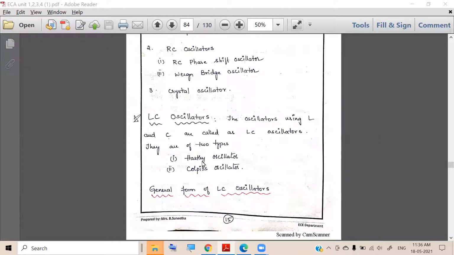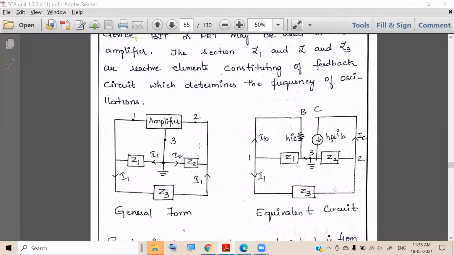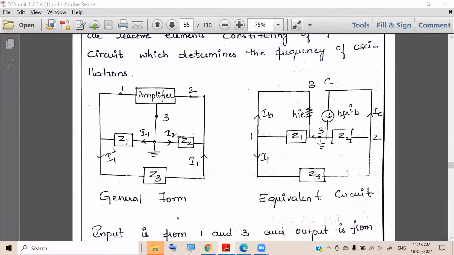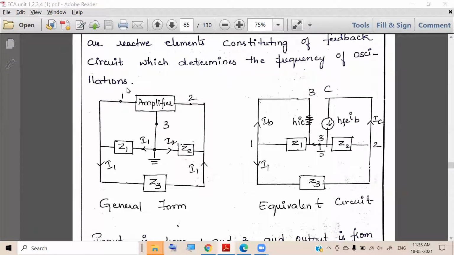The general structure of the Hartley oscillator and the Colpitts oscillator is somewhat the same. So what we can do is first analyze the general structure of the LC oscillator, whether it is the Hartley oscillator or the Colpitts oscillator. The general form is this.